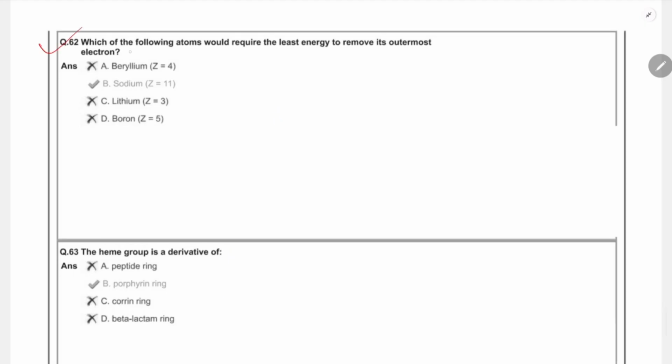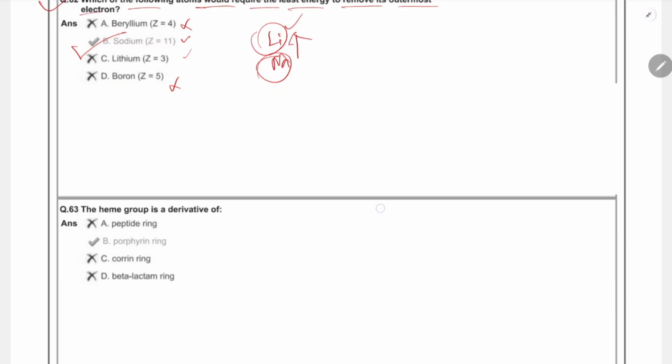The question number 62. Which of the following atoms would require least energy to remove its outermost electron? For alkali metals and alkaline earth metals, the ionization energy is least. Here the alkali metals are sodium and lithium, not beryllium, not boron. Lithium is above in the group, so it has higher ionization energy, but sodium has low ionization energy. So the correct answer will be B.